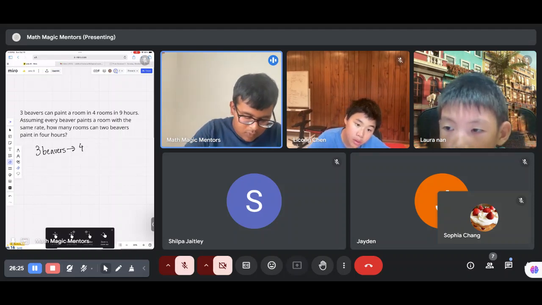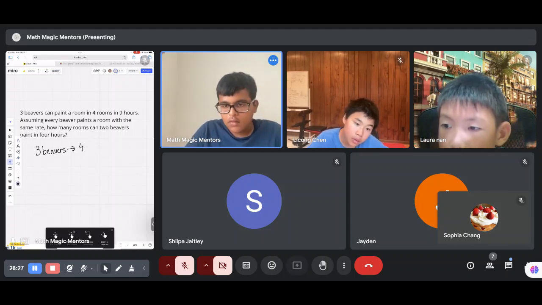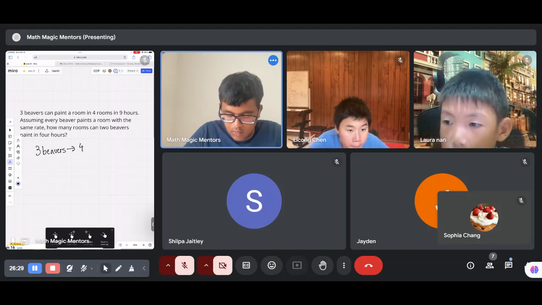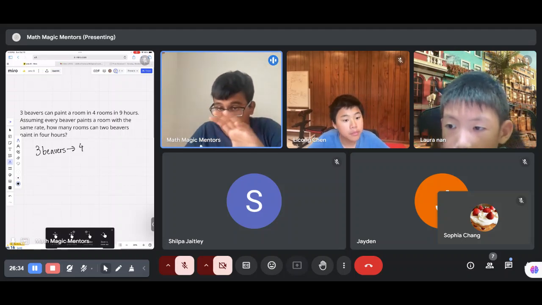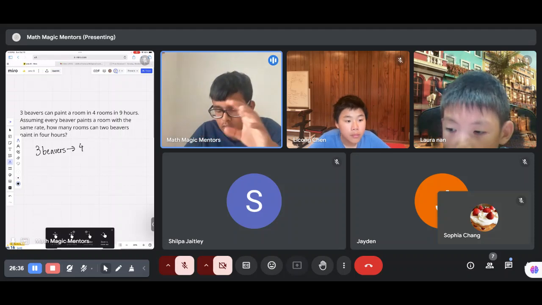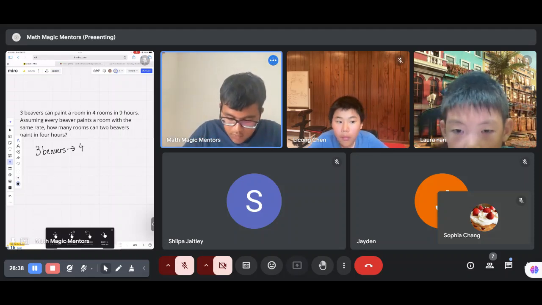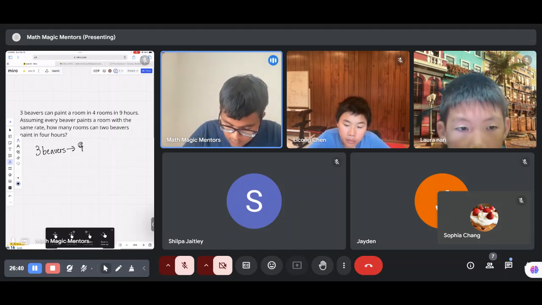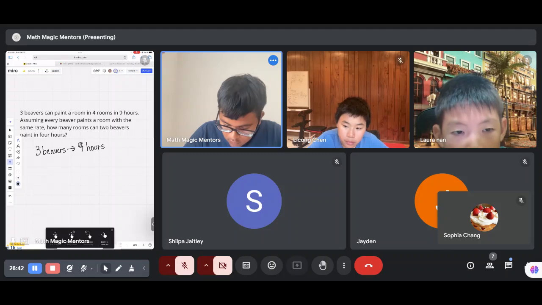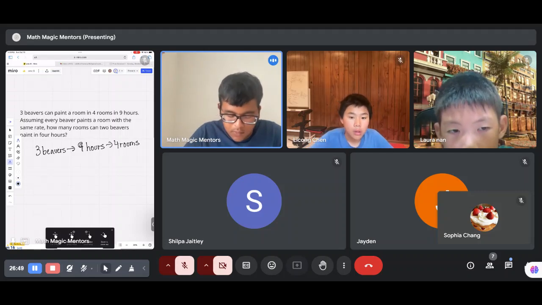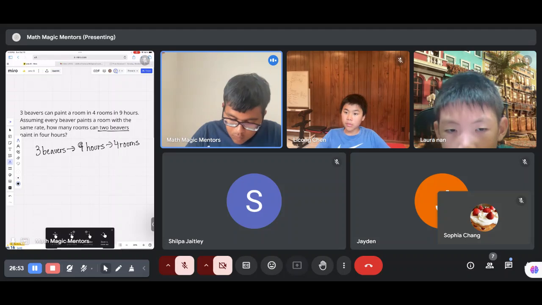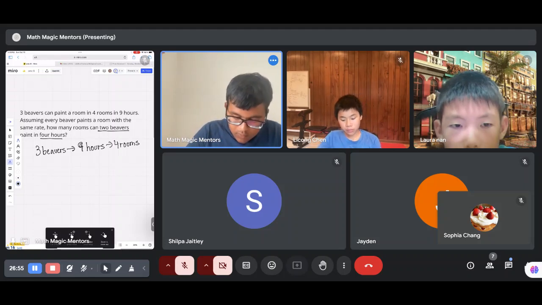To have more clarity, I'll make the quantity that we're trying to find the last row, just to make it easier for us to see. So 9 hours and then four rooms. It's the last quantity just to make it clearer for us to see what we're doing, right? So we want how many rooms two beavers can paint in 4 hours, right?